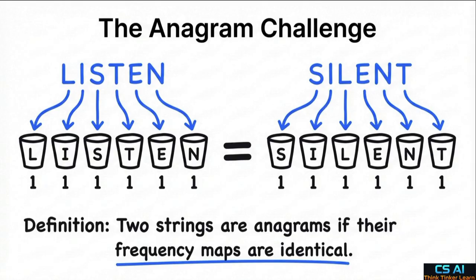This is much more elegant than trying to sort the strings or use nested loops. It gets straight to the heart of the mathematical property of an anagram. It's not about the order, it's about the inventory. If the inventory matches, the strings are anagrams.